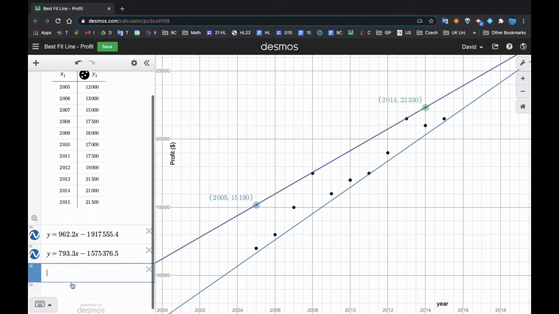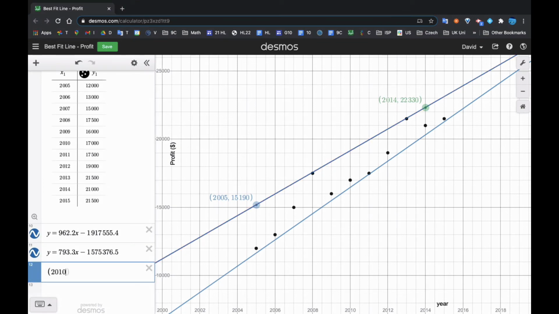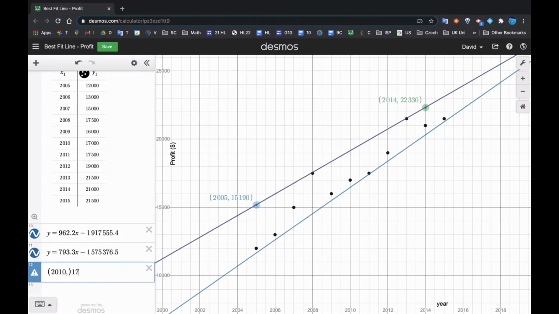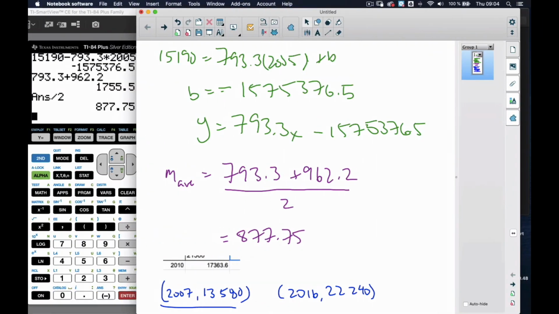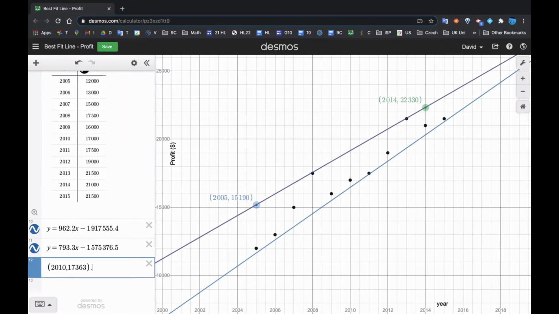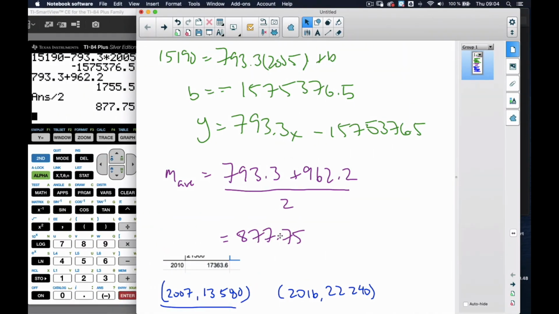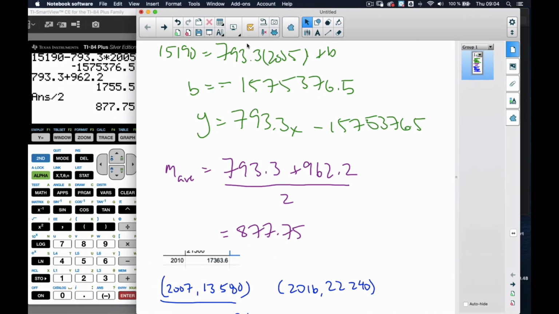So if I would look for this point 2010, comma 17363.6, I can see it right here. And that's the average of all the x's and y's fits there. And so I use that point and the slope to calculate the line now.